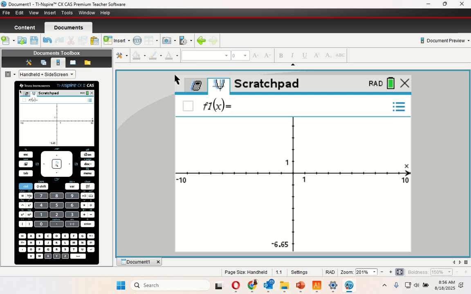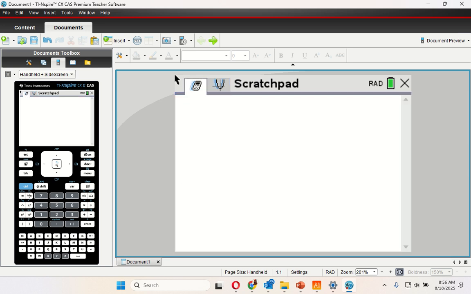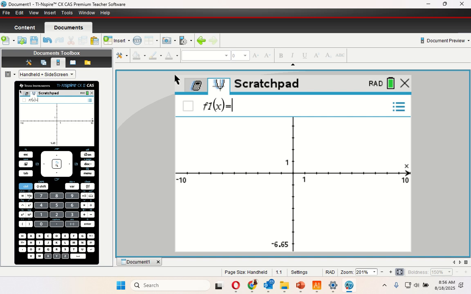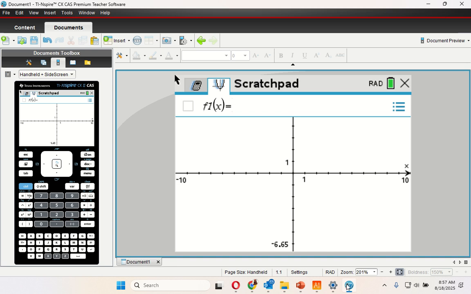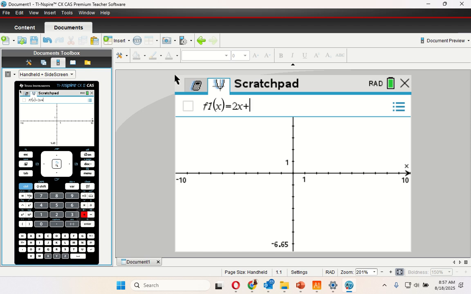So we're going to do the scratch pad part. So my function, I'm going to start here. I'm going to plug in a function which was, what did it say, 2x, what? You'll see in a second. 2x plus 5. I know it sounds kind of crazy, but why does this not want to work here? That's weird. Okay. So 2x plus 5.